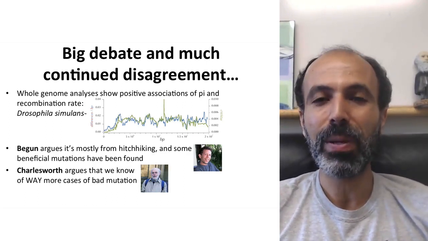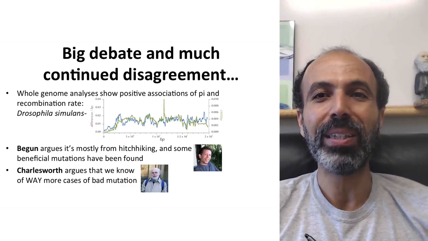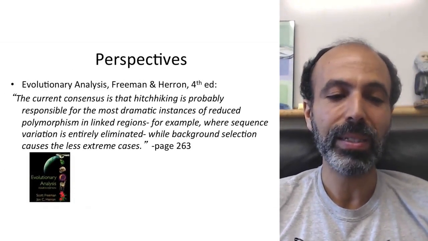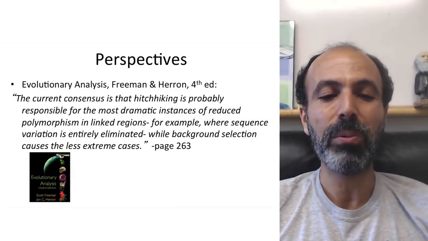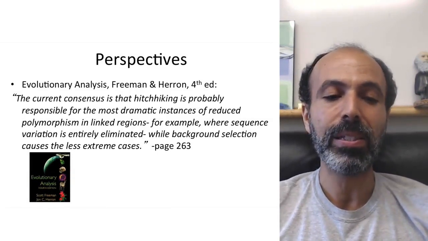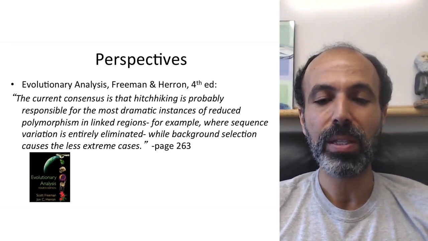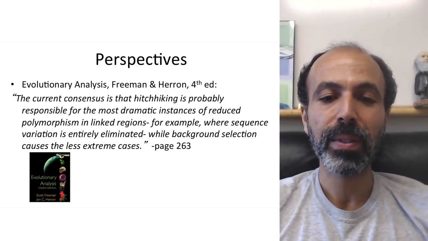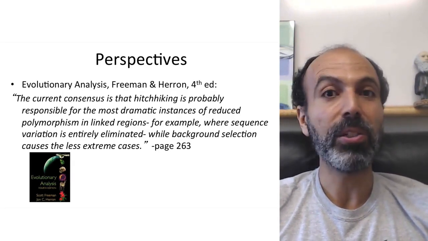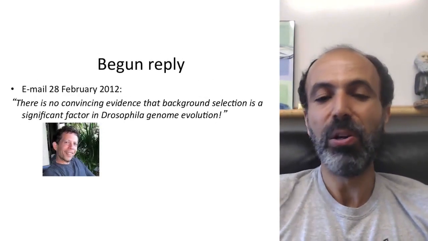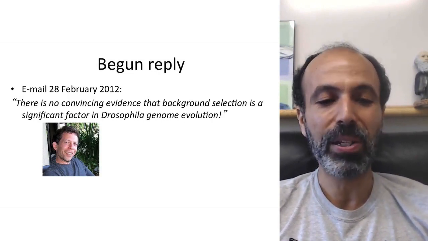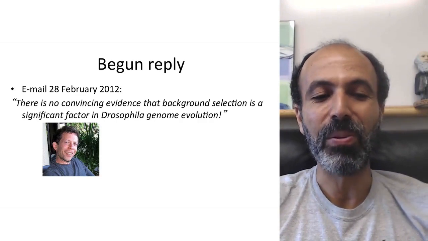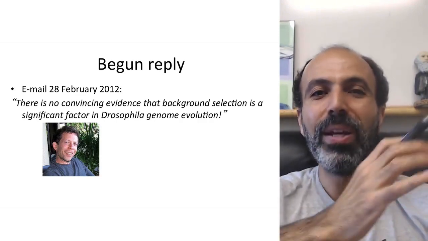So let me give you a couple of perspectives on this. I actually contacted these people to get their input directly. Now, the recommended textbook that we have for you, the Freeman and Heron book, says the current consensus is that hitchhiking is probably responsible for the most dramatic instances of reduced polymorphism in linked regions, while background selection causes the less extreme cases. This is kind of a balanced view. Now, Begun tends to think background selection is not very important at all. He says there's no convincing evidence that background selection is a significant factor in Drosophila genome evolution at all. This is from an email dated 28th of February. So that's one end of the spectrum.